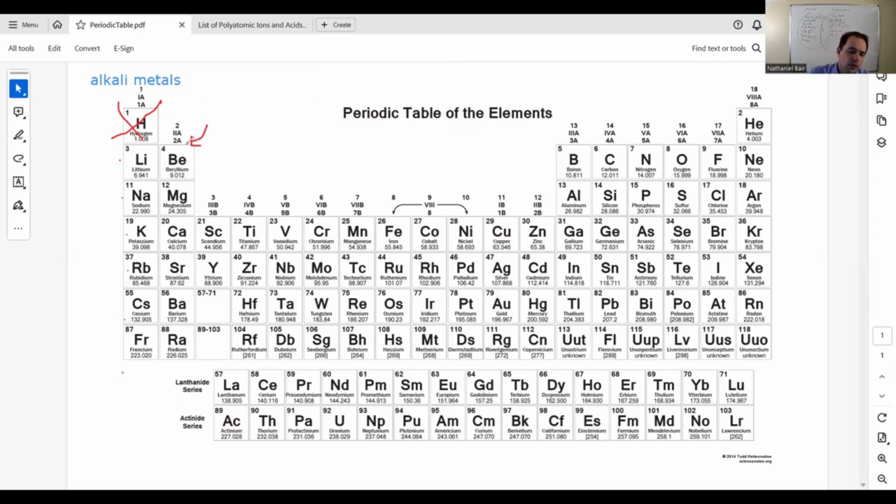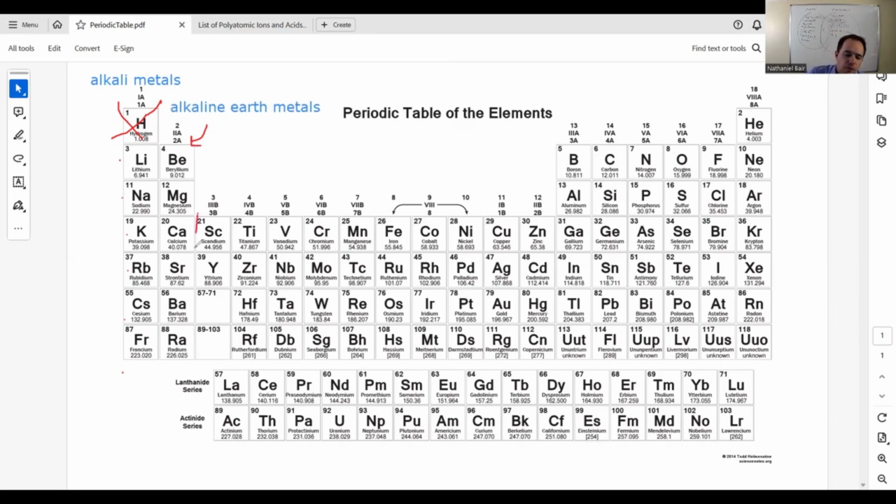The elements in group 2 here have a very similar name. You really got to enunciate. These are called the alkaline earth metals. You got to throw that word earth in there. They're called the alkaline earth metals.